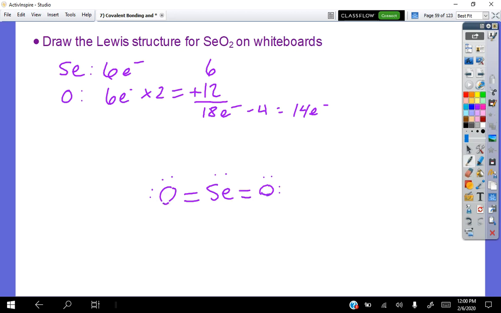Now, wait a minute. Something's weird here. I thought you said we can't have more than 8 electrons. Count up how many we have here. Indeed, we do have 10 electrons here. Now, here's the catch. In class, we might have discussed this. We haven't discussed it in our videos yet, but we are going to talk about how certain elements can have an expanded octet of electrons.